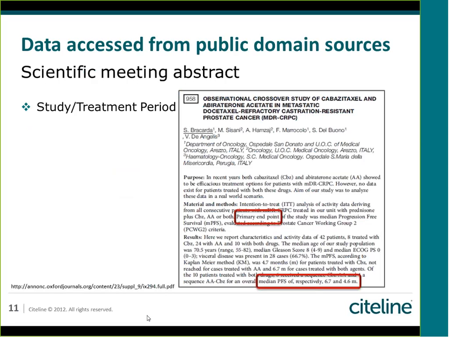This example here is of a scientific meeting abstract, and I use this to point out the study period data for an oncology trial in particular. We consider the end of the study period to be the point at which the measurement of the primary endpoint occurs. And in event-driven trials, as here in oncology, the stated primary endpoint was the median progression-free survival. And so we would take that to be our study period at 6.7 months.